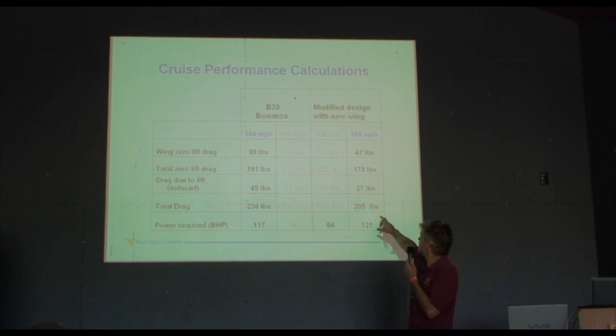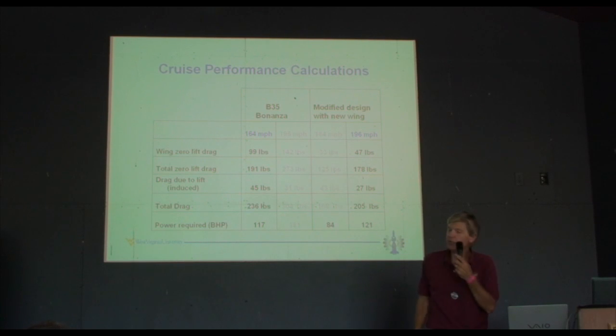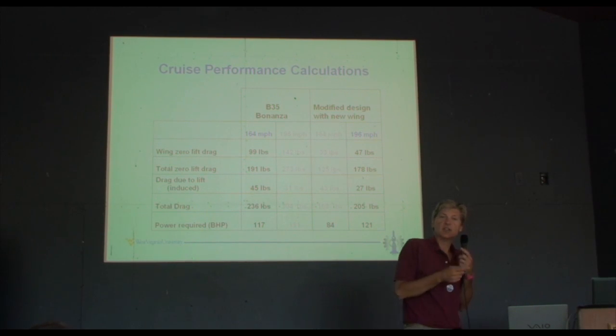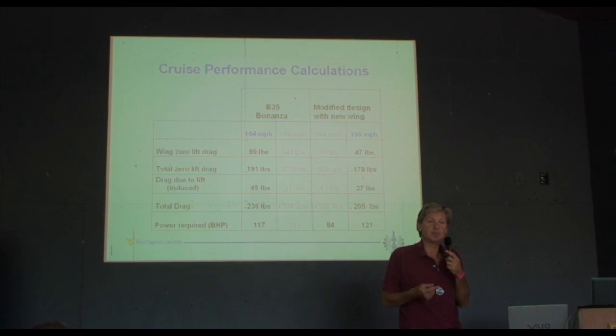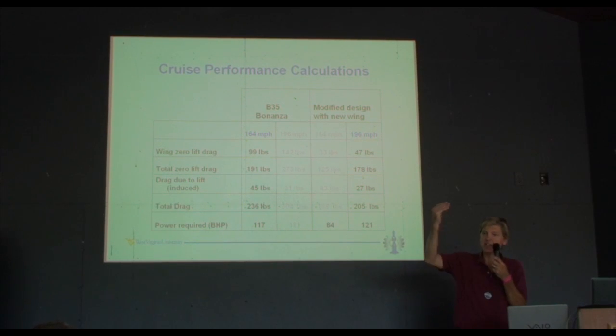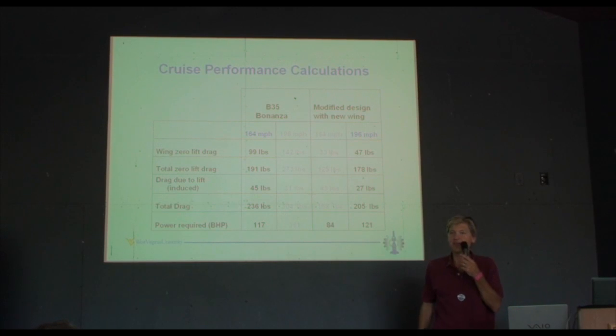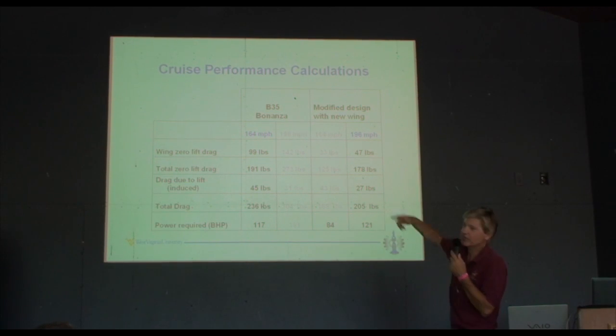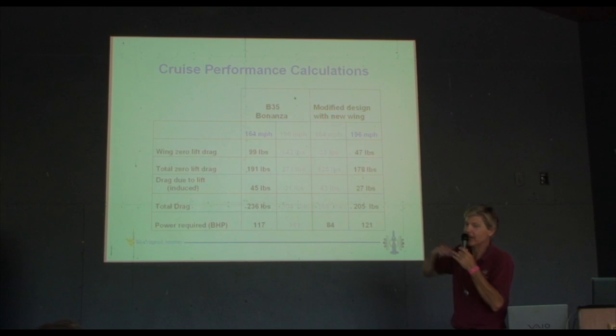You might ask about the differences in the numbers. The power required is equal to the drag times velocity, as many of you may know. So if the velocity goes up and the drag goes down, you still have the same power required. So that's why the velocity is higher and the drag's lower. They're just bouncing back and forth.